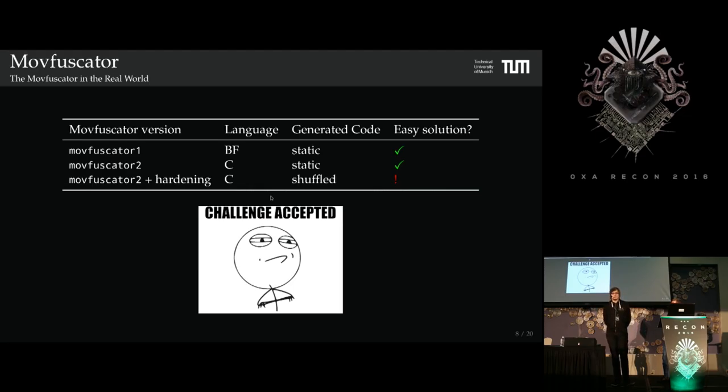Same goes for the C version, but, and that's quite cool, the original implementation of the Movfuscator also has a hardening.py script lying next to it. And what it does is it prevents exactly those pattern matching-based approaches. So it does register renaming, it does instruction reordering, it shuffles quite some bits. So we can't do any pattern-based approach anymore, and we're really forced to look at the semantics.